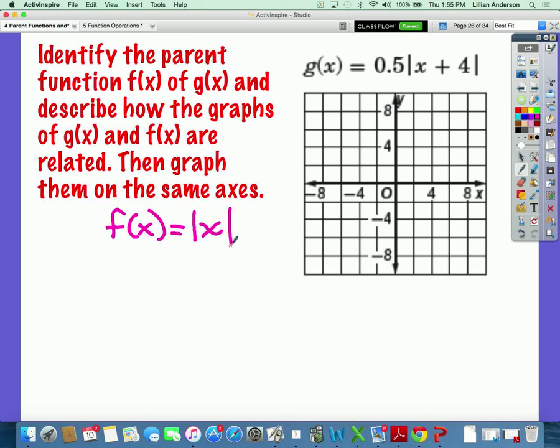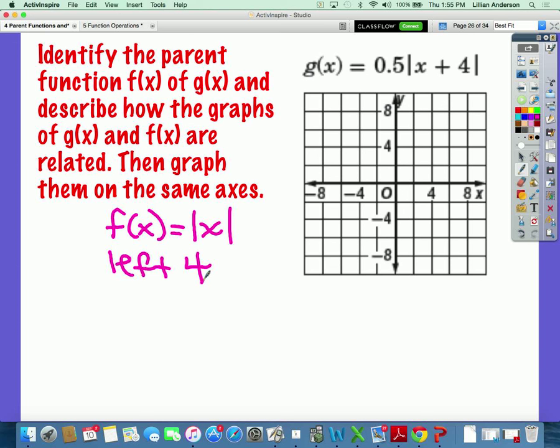Now, I have to describe how they're related. What happened to f to get g? What transformation was performed? Jamie, give me one of them. It would go to the left 4. And how do you know it's going to the left 4? Because in the absolute value bars, it says +4. That +4 is on the inside. You're adding 4 on the inside, which means you move to the left 4.